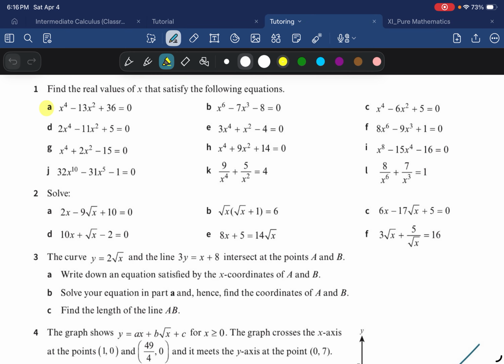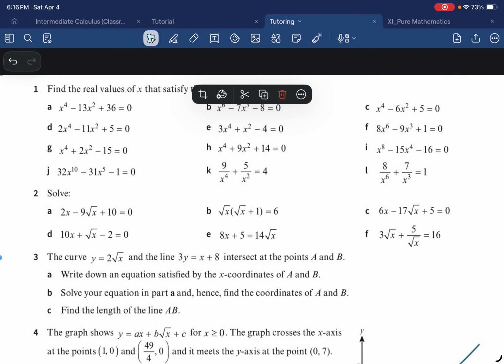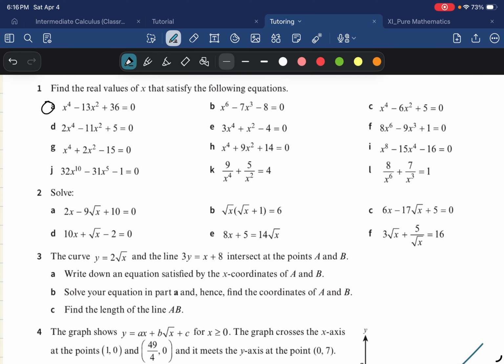So I'll do A and B because I'm so sorry. I don't know why it's happening. Okay. All right. So I'll do A and B because there is an idea that I would like to give you. All right.